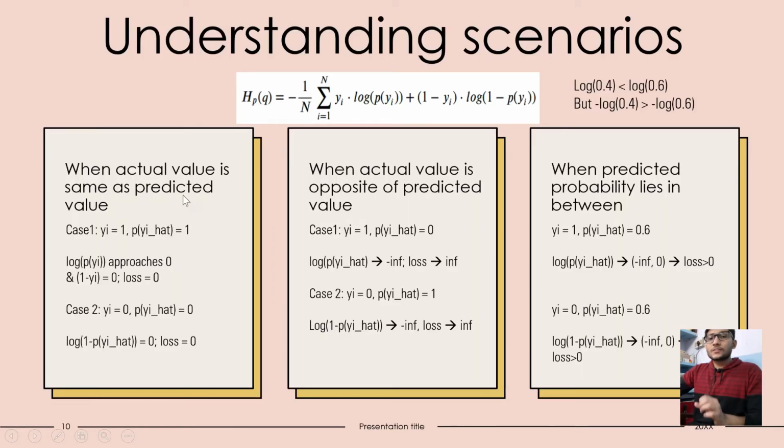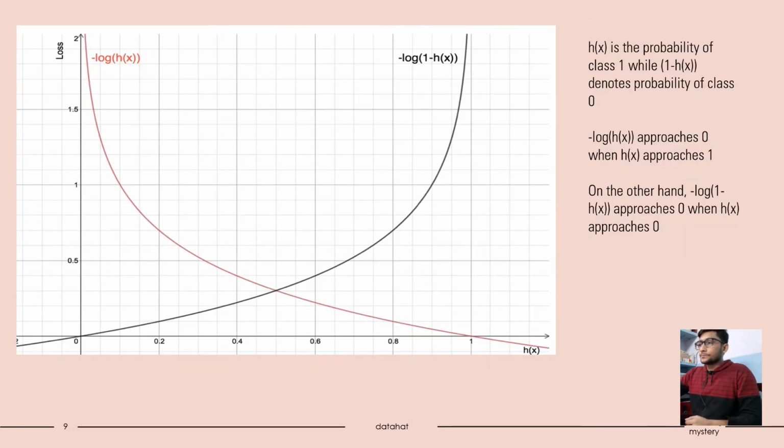Now we'll see certain scenarios. Say, for example, your actual value and predicted value are the same. Your actual value is 1, and your predicted value is also 1. What would you want? You would want your loss to be 0, because your model is giving the right output. Now if the probability of the positive class is 1, the loss for this component is 0, and the loss for the other is maximum, infinity. But we want the overall loss to be 0.